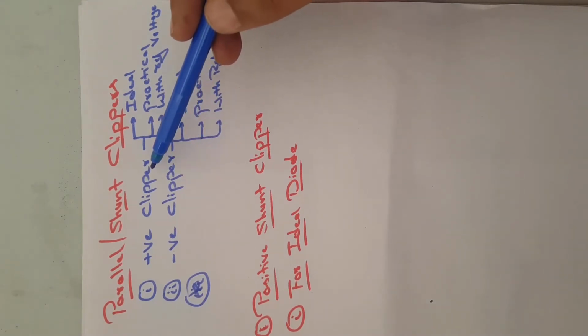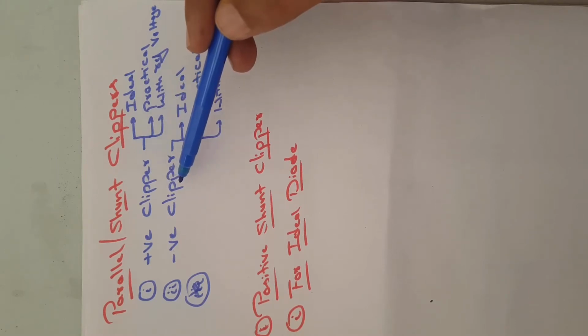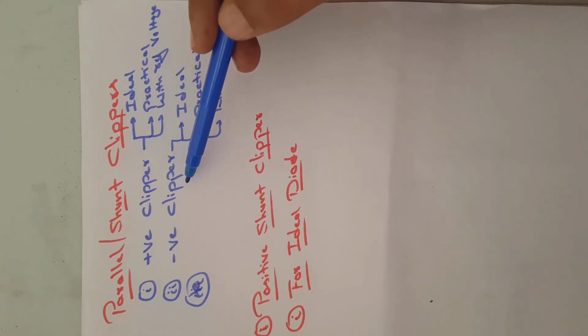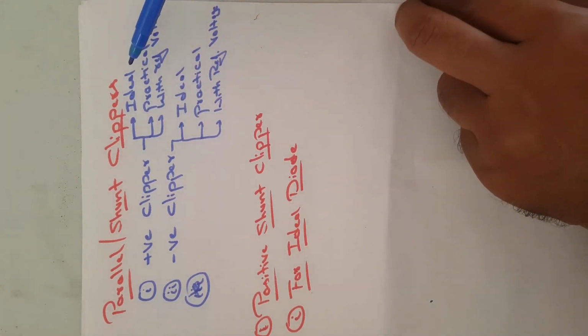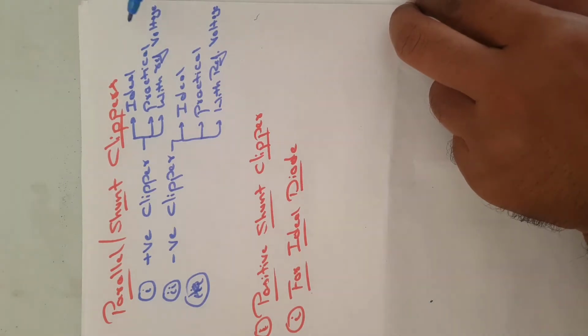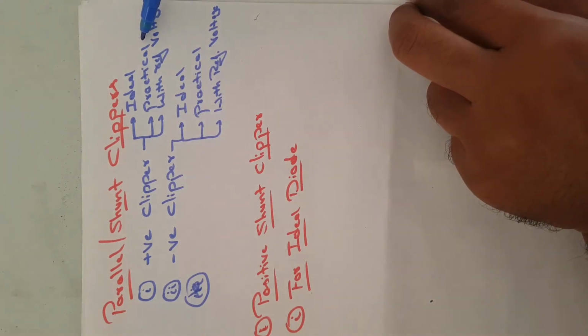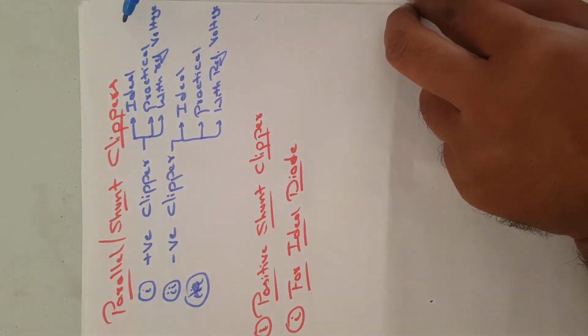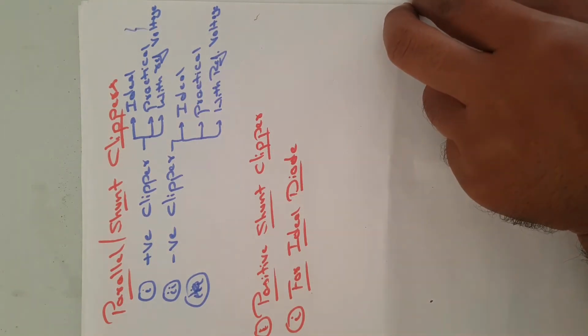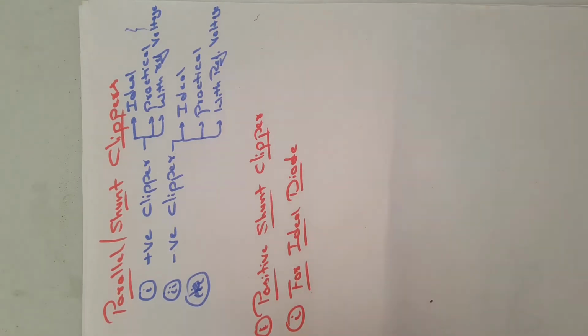The positive clipper clips the positive portion of the given waveform, and the negative clipper clips the negative portion of the given waveform. In each case there are three sub cases. One is considering an ideal diode. The second is a practical diode, and the third is with a reference voltage. So in each case we are going to discuss three sub cases: ideal, practical, and with reference voltages, in the positive clipper as well as in the negative clipper.